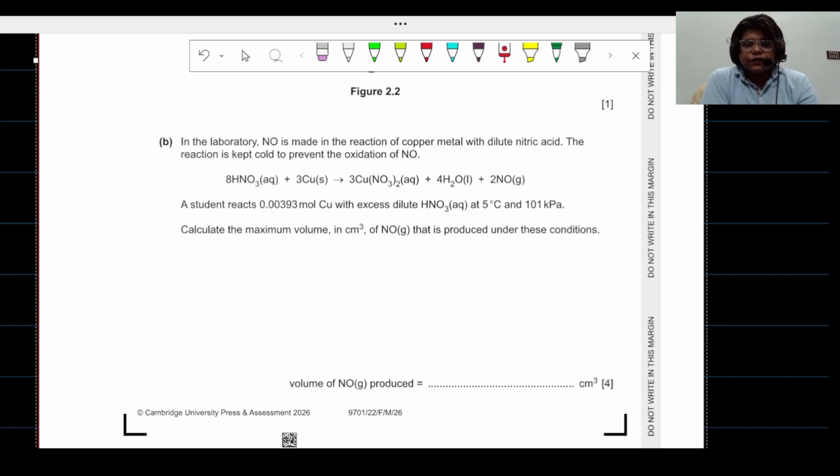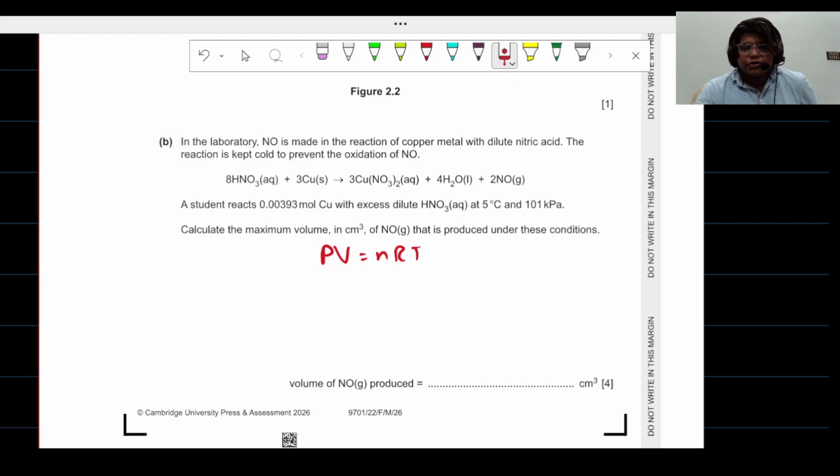So we have the moles of copper which reacts with excess HNO3, and the temperature is 5 degrees centigrade, and the pressure is atmospheric pressure, which is 101 kilopascals. So we need to figure out the maximum volume in cm³ of NO that is produced under these conditions. So first, because we are at standard conditions, we can apply the ideal gas equation, which is PV equals nRT, right?